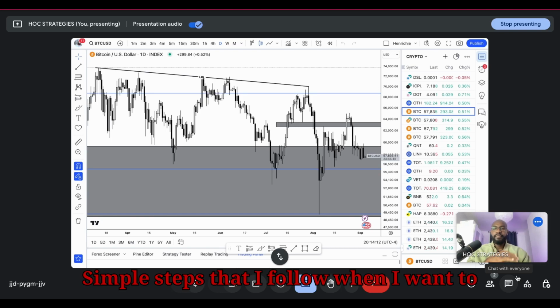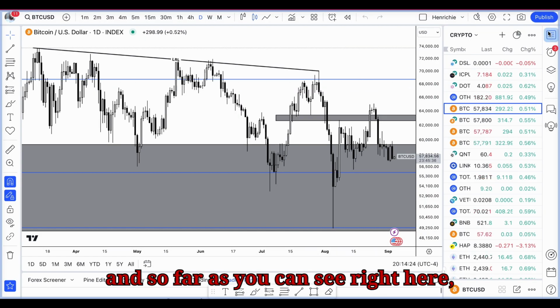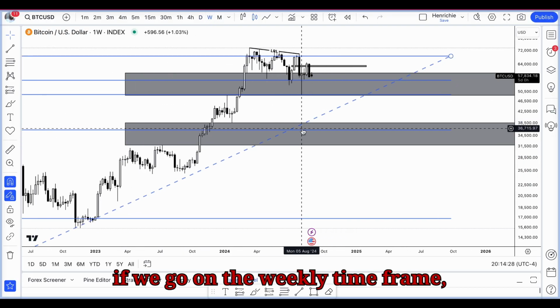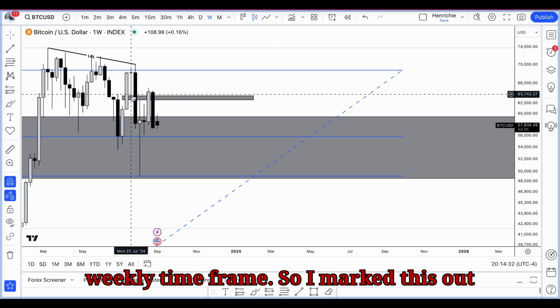Simple steps that I follow when I want to use an inefficiency as my point of interest. In this video, I'm going to use Bitcoin as a point of reference. And so far, as you can see right here, if we go on the weekly time frame, you can see this inefficiency on the weekly time frame.